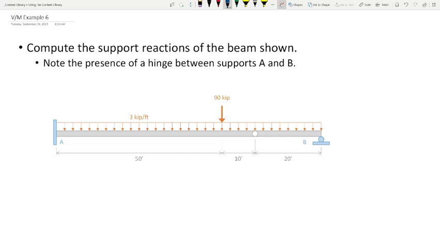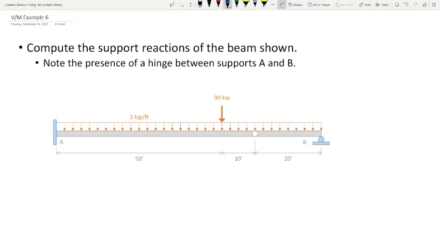Okay, so I want to be clear that this problem isn't any different than any of the problems we've done before. We're still going to use the same approach, but with this internal hinge, we're going to have a little bit of extra work to do. To begin, the first thing I want to do is identify my unknown support reactions. So how many unknowns am I going to have at support B? 1. And how many unknowns am I going to have at support A? 3. All right, okay.